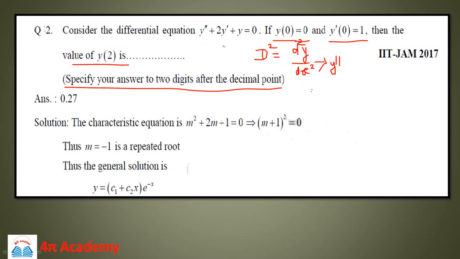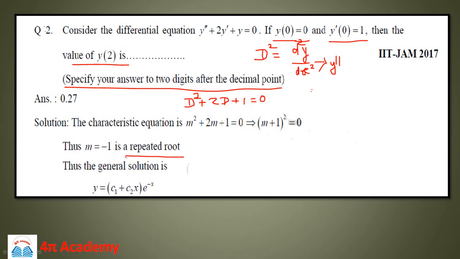So the auxiliary equation is given to you, and it can be written as m square, or D square, any notation can be used for this. I have used the notation D, so you can write D square plus 2D plus 1 is equal to 0. So this is our auxiliary equation. Now if you find the roots of this equation, then you will find that the value of D is equal to minus 1 twice. So it is a repeated root.